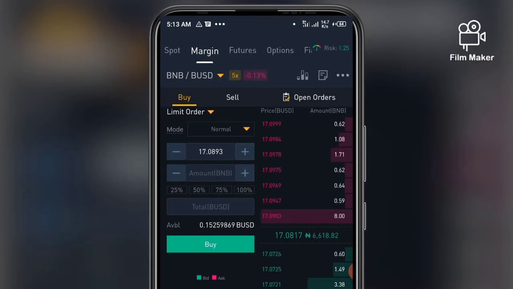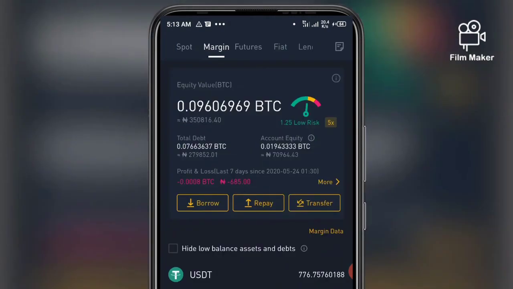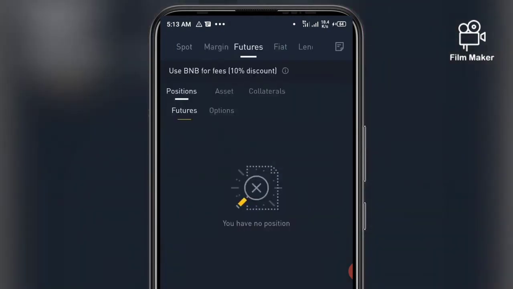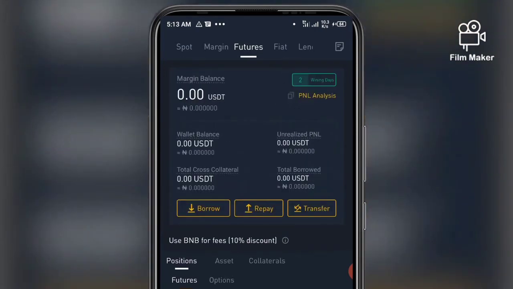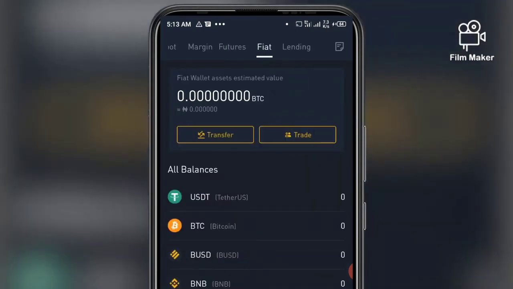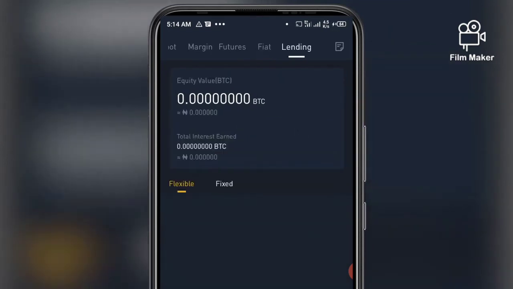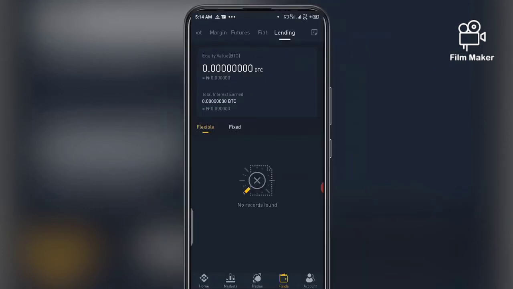So that being said, you can also go to the futures wallet under your funds. You can see futures. You can also transfer and trade futures. You can see your fiat balance. If you are lending money, you can also see your lending wallet.